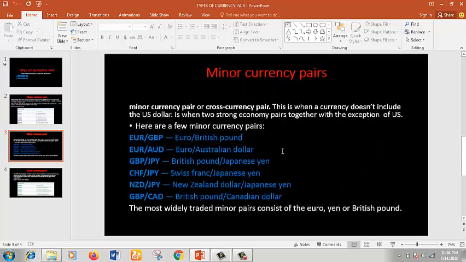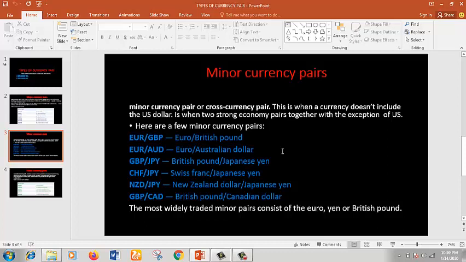Then we have what we call the minor currency pair. A minor currency pair or cross currency pair is when a currency pair does not include the US dollar. It is when two strong economies pair together with the exception of US. Here are some few minor currency pairs. We have the Euro, the Great Britain pounds, the Euro, the Australia dollar, the Great Britain pounds, the Japanese yen, the CHF, which is Swiss franc versus Japanese yen, the New Zealand JPY, the Great Britain pounds, Canada dollar.